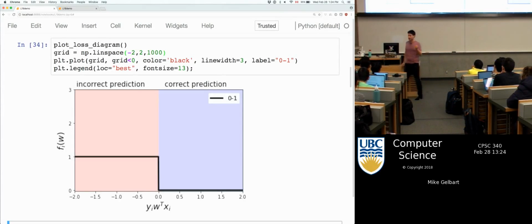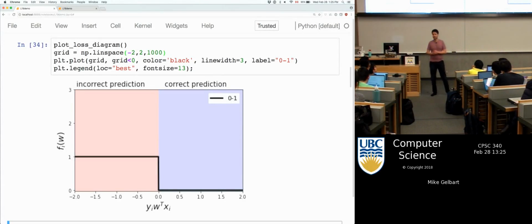Well, if yi is +1 and W transpose x is positive, then it's positive. So getting it right is positive. If the true thing is +1 and W transpose x is negative, the product is negative. So negative means wrong. Likewise, if the true yi is -1 and I predict positive, I'm wrong, and the product is negative. And if they're both negative, I'm again correct, and the product is positive.